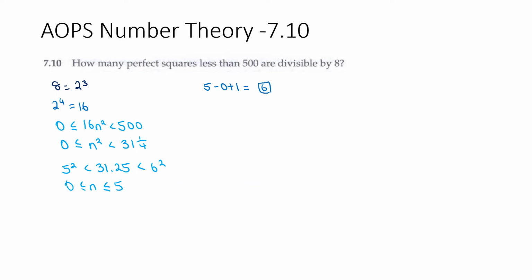So there are 6 perfect squares less than 500 that are multiples of 8, and that's when n is equal to 0, 1, 2, 3, 4, and 5.